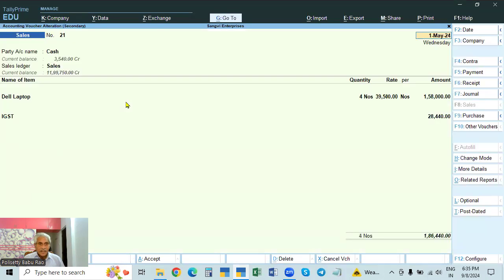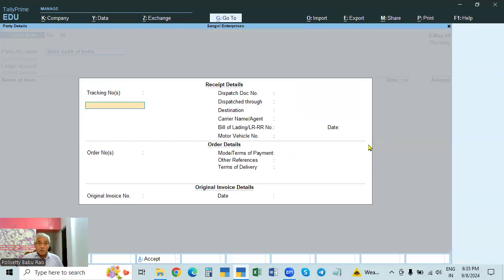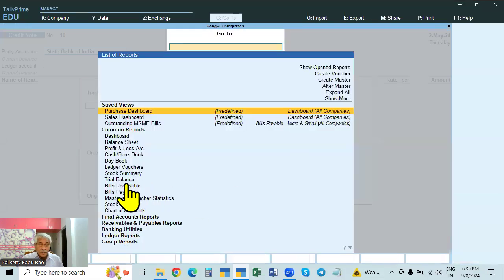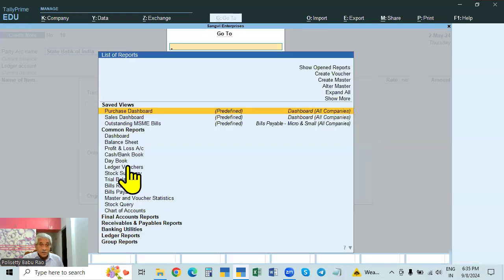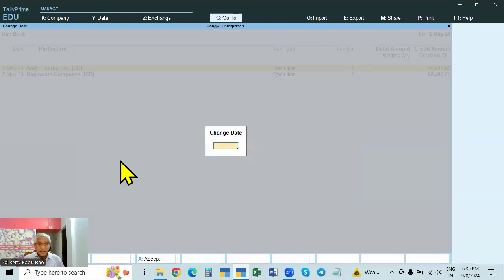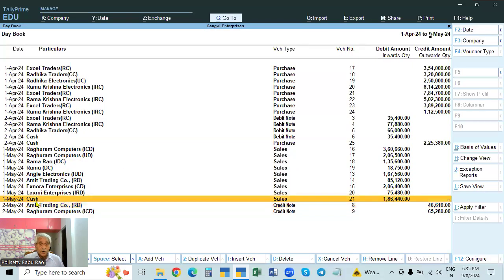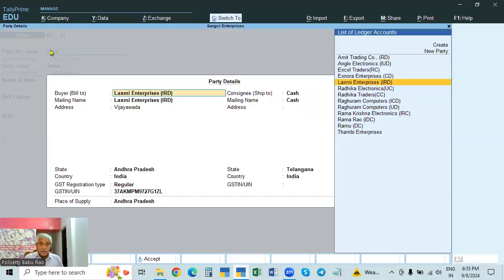Now see, 21, 1st May, Dell laptop, 1 item. And also we have to see here the name of the party, because we don't know the name of the party now. For the cash transaction, you have to know the party also. So invoice number, everything is known. But here, you have to know the party also.